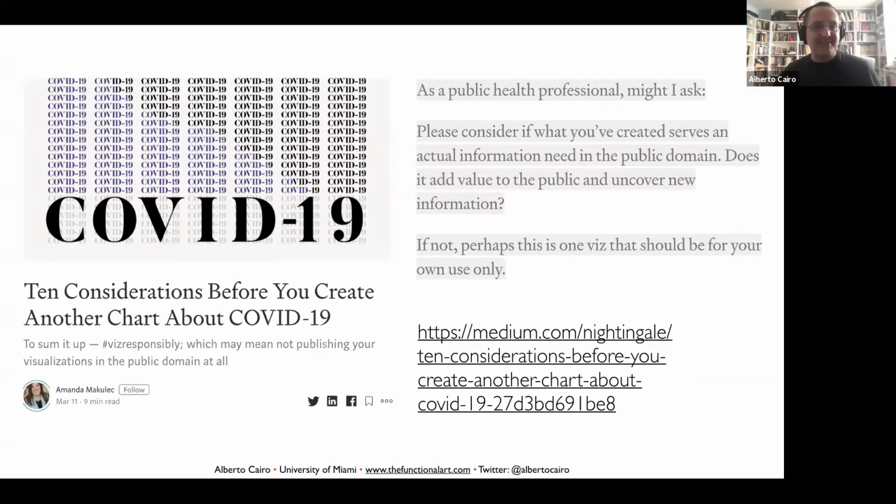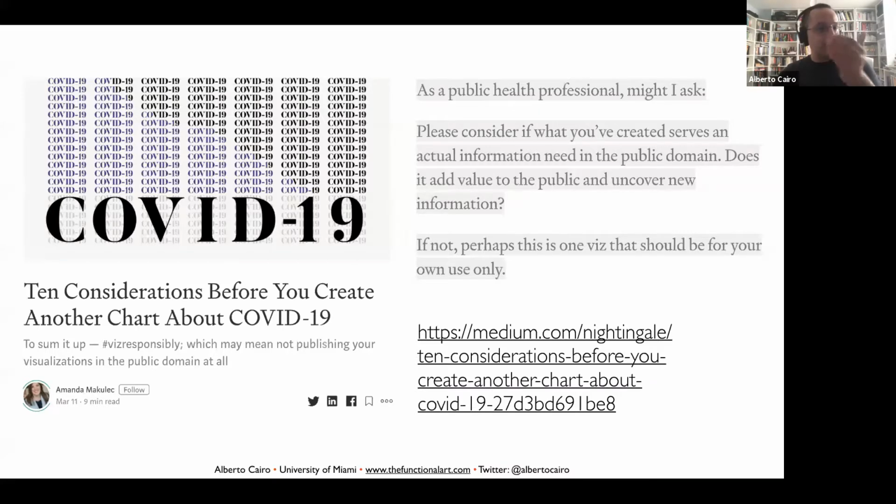Actually, I improvised this at the very last minute, included this slide because it's related to what you were talking about. So Amanda Makulek, who is part of the Data Visualization Society, has this article that she published a few days ago, actually a month ago. That time flies by, right? 10 considerations before you create another chart about COVID-19.